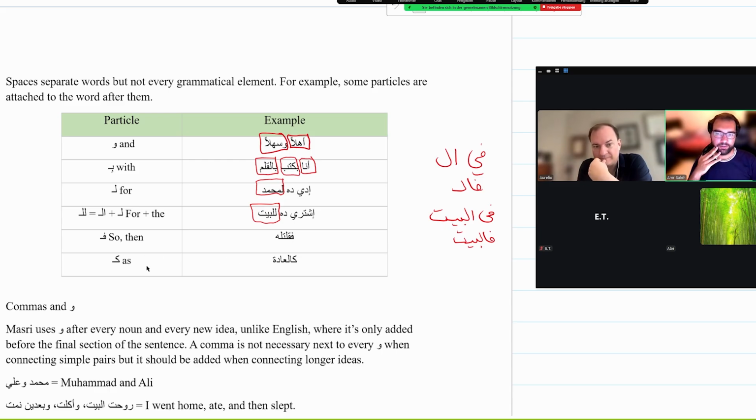And then you have the K, كالعادة, as usual. So K is more like as. It's something to compare two things with each other. It's mostly MSA, so you'll find it in Masri in blocks like this, كالعادة, which itself is an MSA expression that just stuck in Masri. So if you see the K, chances are it's an MSA expression that just stuck around in Masri.